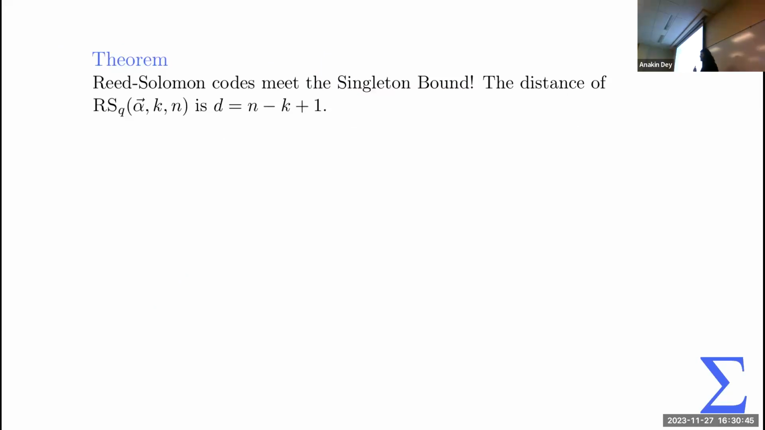And then there's a theorem out there that says that Reed-Solomon codes meet this bound. So the distance of Reed-Solomon codes with these evaluation points over this field of size Q, messages of length K, blown up to codes of length N, is N minus K plus 1.